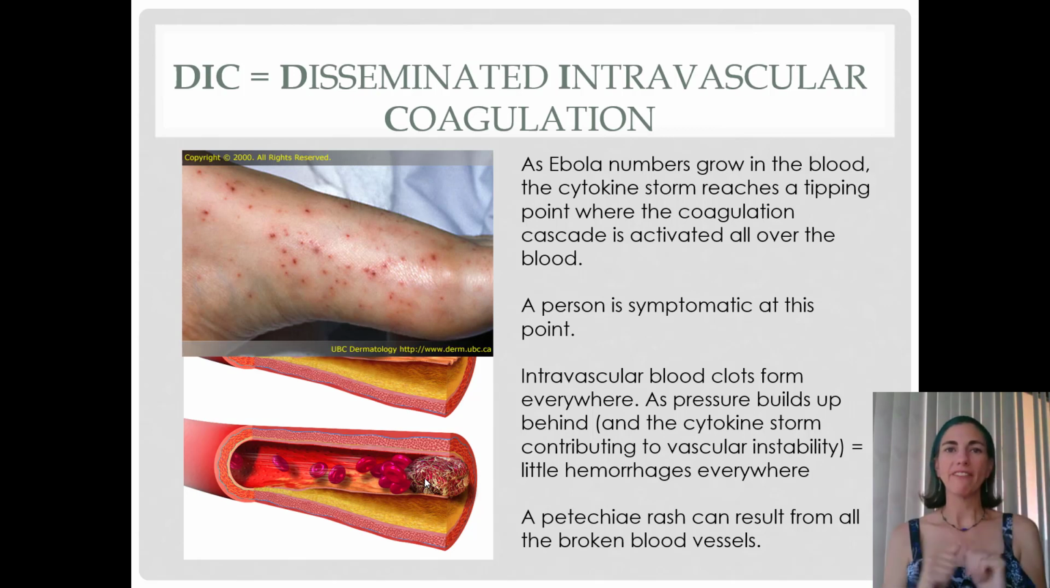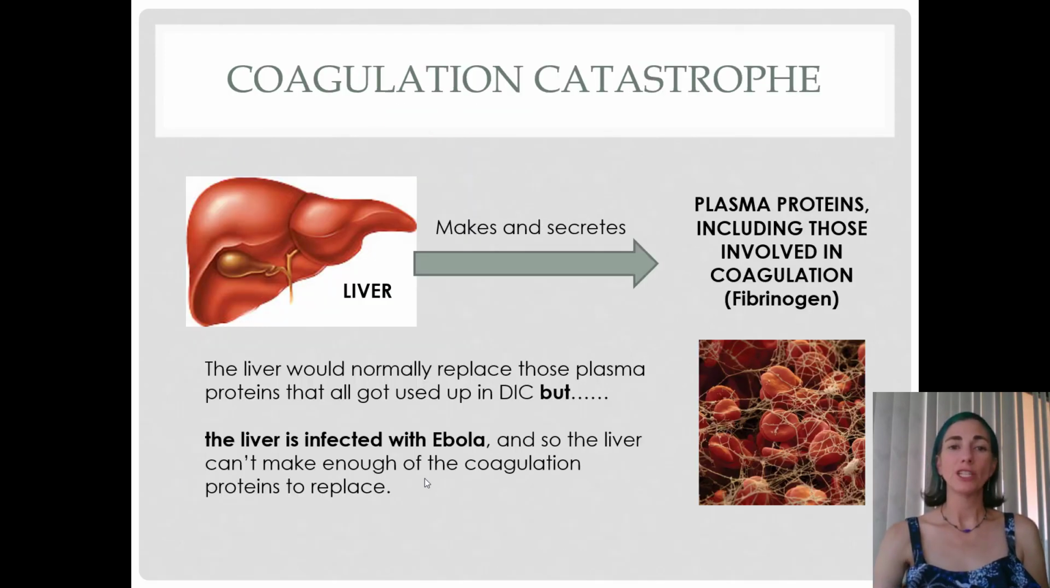Little broken blood vessels everywhere from the DIC. Okay, so then what? Well, now that you've done this everywhere all over your body, you have consumed all of your available fibrinogen and many of your platelets. But your liver is infected and no longer making replacements.